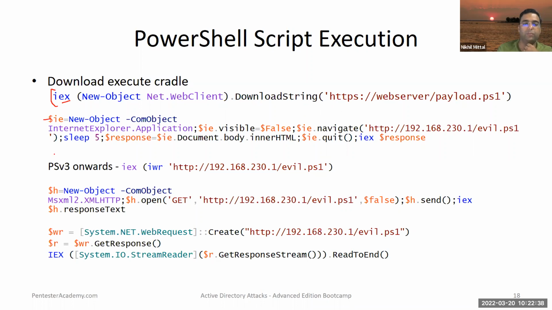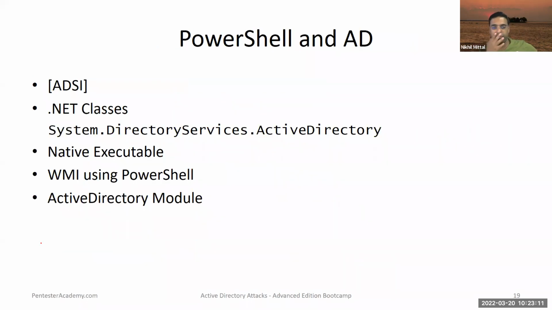The next one uses a COM object of Internet Explorer. This one, which works only for PowerShell version 3 onwards, is pretty similar to the first one. Invoke-WebRequest, get the script in memory, and then pass it on to Invoke-Expression. And a couple more. All right, this is what made PowerShell very popular with attackers, and it's still very popular. However, that comes in a moment.